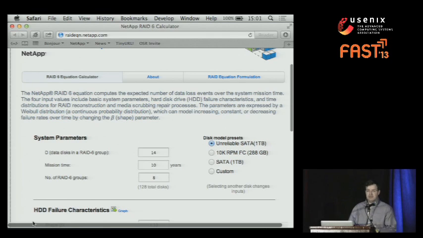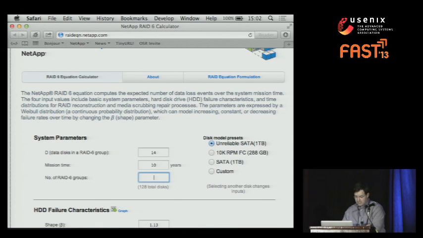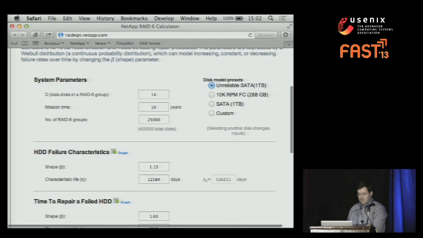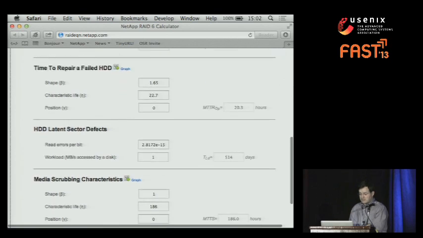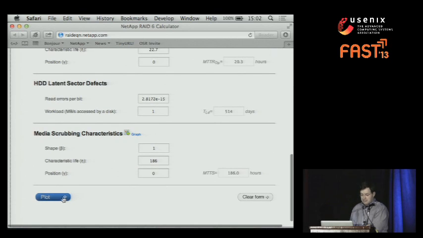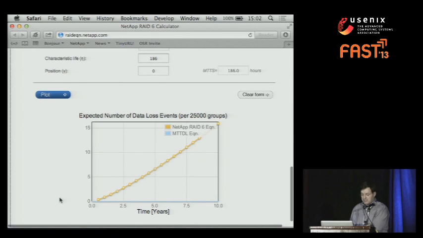So what happens if we plug in some modest numbers? Let's put in here, say, 25,000 RAID groups for a modest enterprise. That's about 400,000 disk drives, and that's not really that big of a deal, actually, as it turns out. It's pre-configured with all kinds of values, but let's plot what happens to the expected number of failures over time.